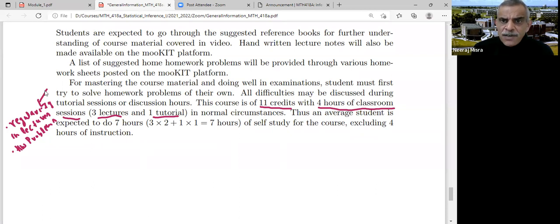So that means 11 credits means you are supposed to devote 11 hours for this course per week. Out of these 11 hours, 4 hours are for classroom sessions. So that means there are remaining 7 hours which you have to do, and those 7 hours you have to do as self-study.